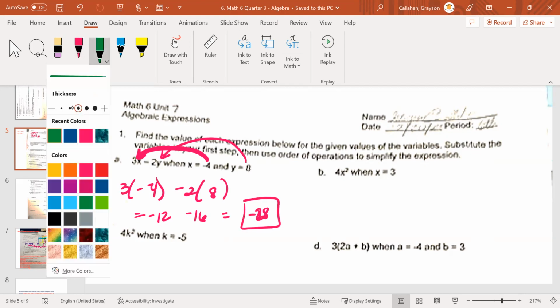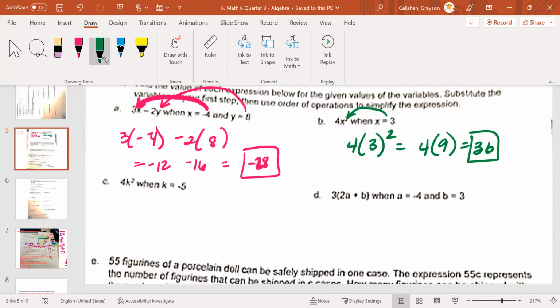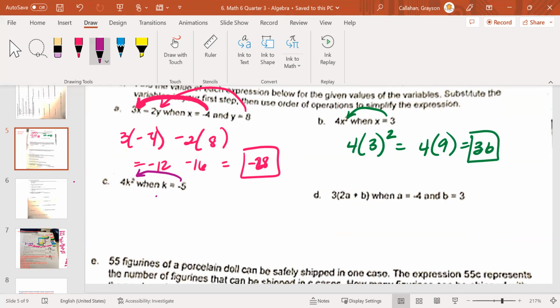For B, put the 3 right there. 4 times parenthesis 3 squared, which is 3 times 3 is 9. So your answer is 36. Are you checking your answers as I'm going over this? I hope so. Okay, be careful when it is a negative with a square.